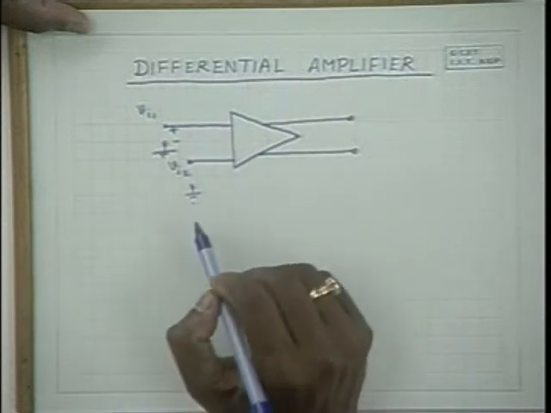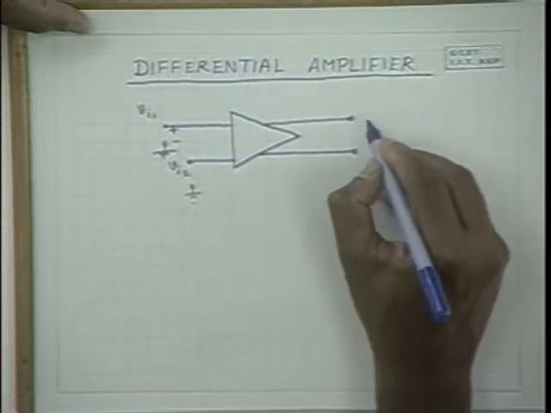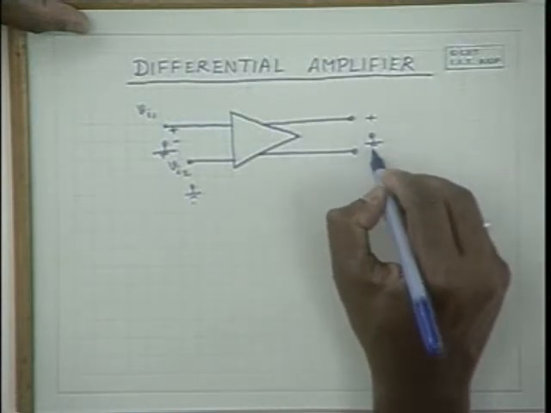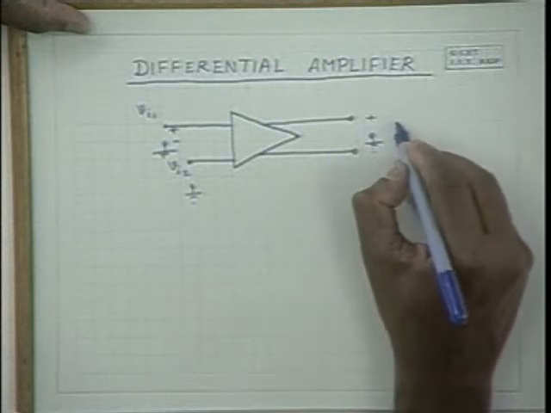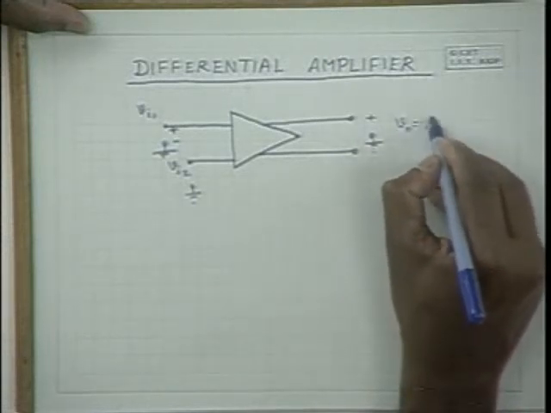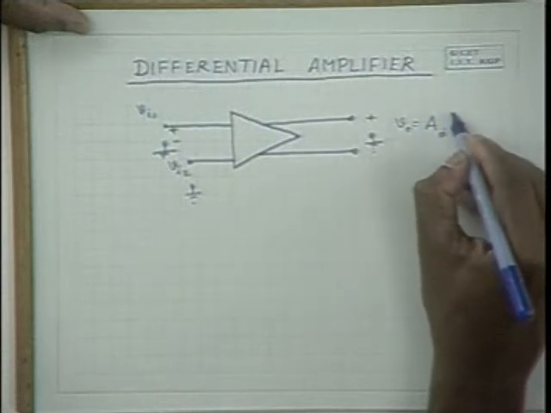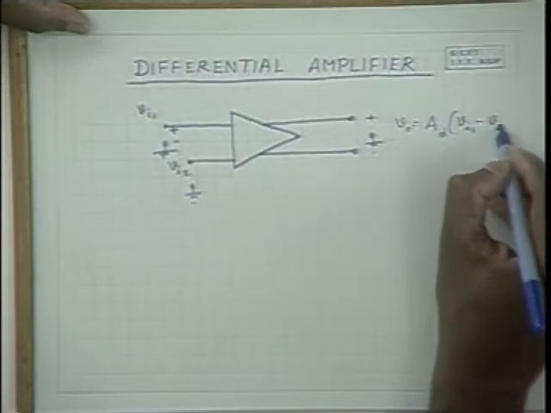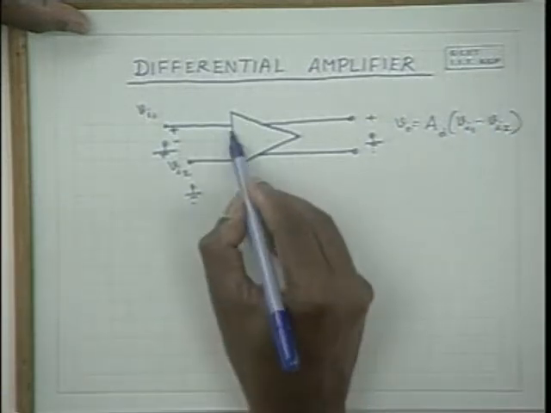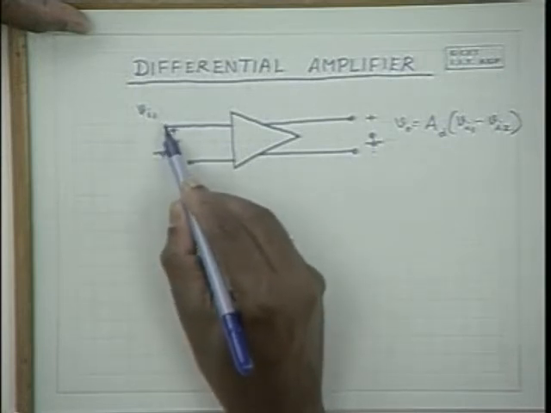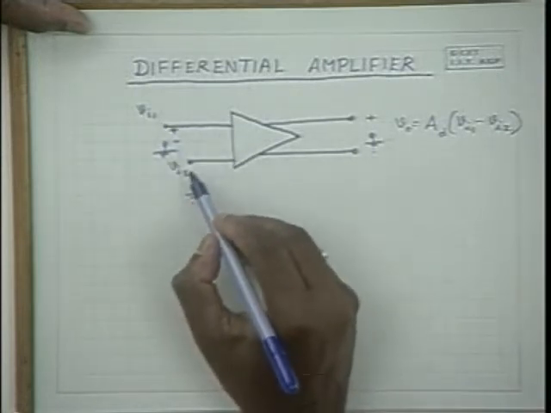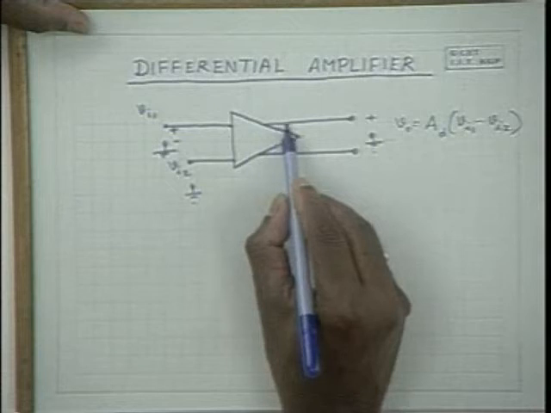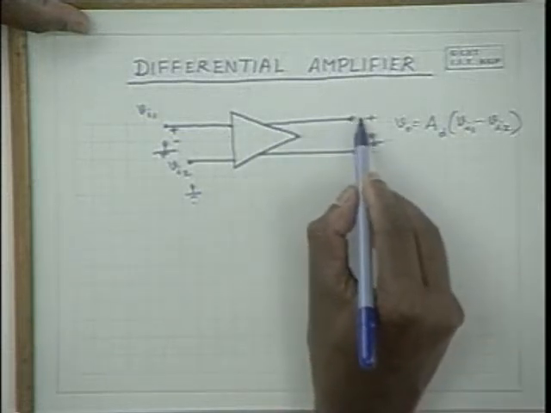And what the differential amplifier does is, in general, it gives an output which is an amplified version of Vi1 minus Vi2. That means this amplifier takes the difference between the signal applied to terminal 1 and the signal applied to terminal 2 and gives you an amplified version of the output at the output terminal.